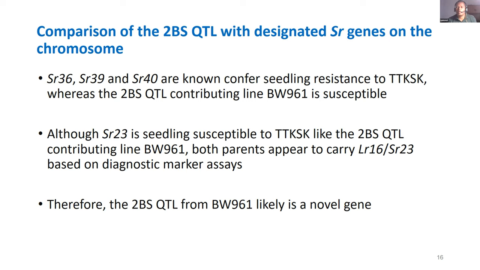LR16 and LR23 are either closely linked or pleiotropic genes, and we used a diagnostic marker and conducted a marker assay on the parents, and both parents appear to have LR16, SR23. LR16 is common in Canadian wheat germplasm. So again, we concluded from our study that the 2B QTL from BW961 likely is a novel gene.